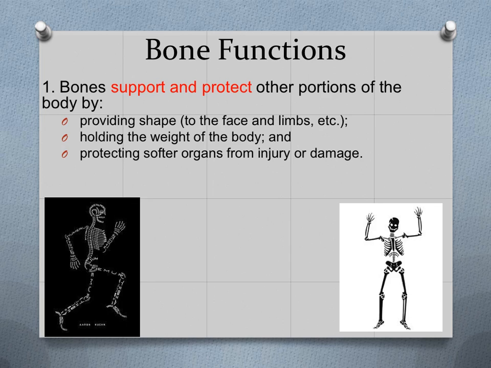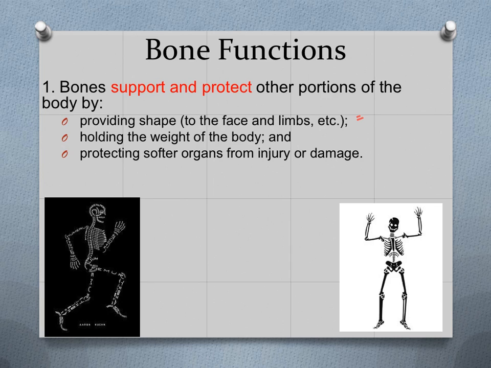The first one is that bones, which make up your skeleton, help to support and protect the other portions of the body. So they provide shape so that the body is not just a big pile of mush. They help to hold the weight of the body. Otherwise, your muscles would be too heavy to be upright. And they also help to protect softer organs from injury or damage.